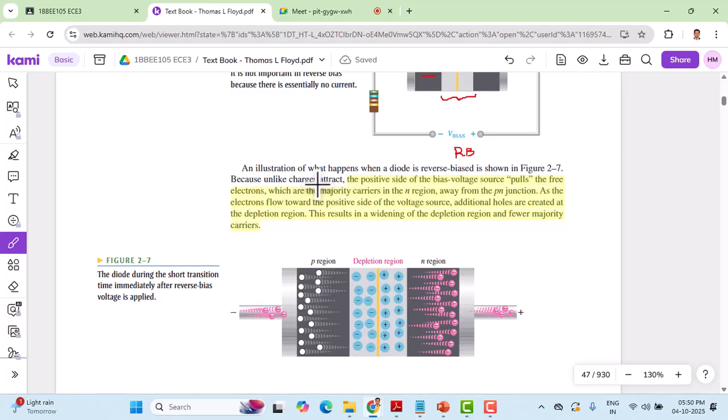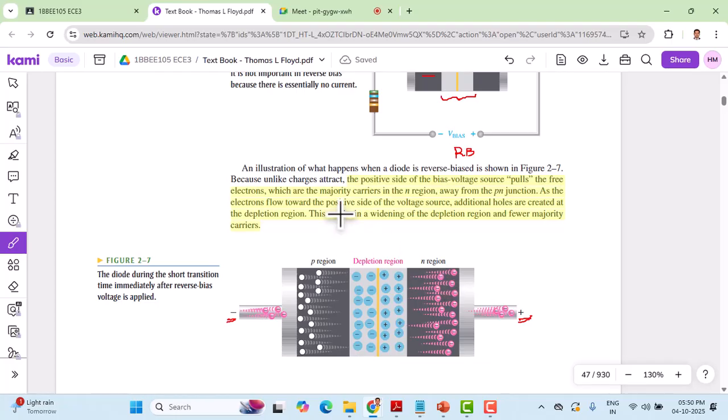We'll see how this plays a role in the reverse bias. So we have connected the N region to the positive terminal of a battery, which is shown here, and the P region is connected to the negative terminal of a battery. And now look at what happens internally in the N type and P type semiconductor.